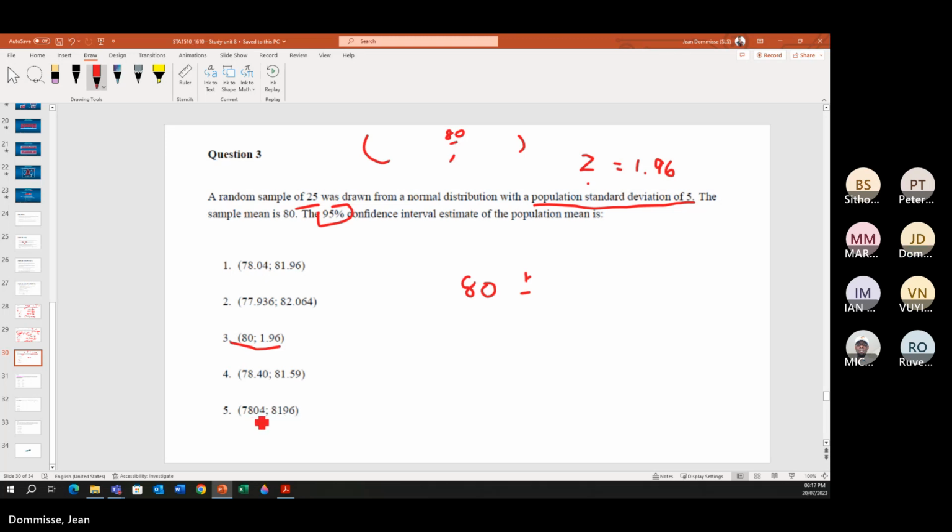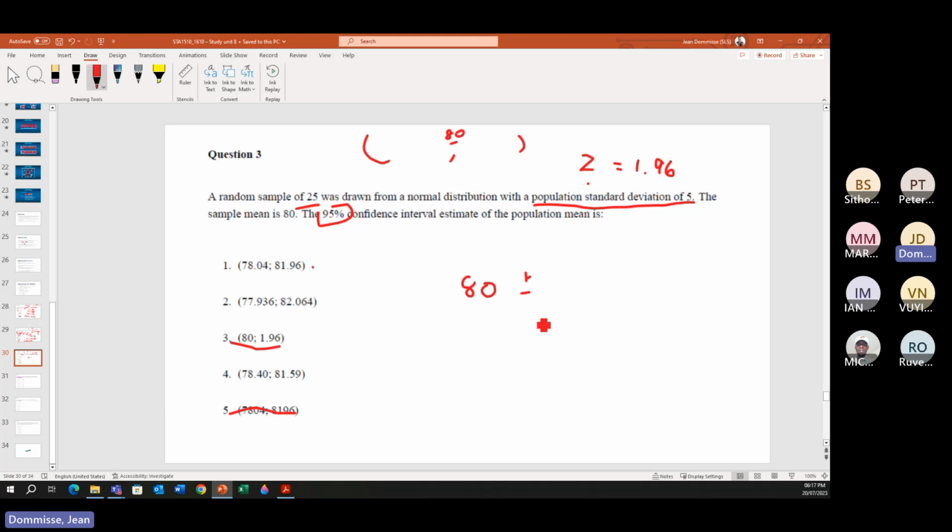That one is totally wrong because it is in the thousands. I nearly wanted to say 78.04. I would have gone with option 1, but so we've got 3 options that we are working with.